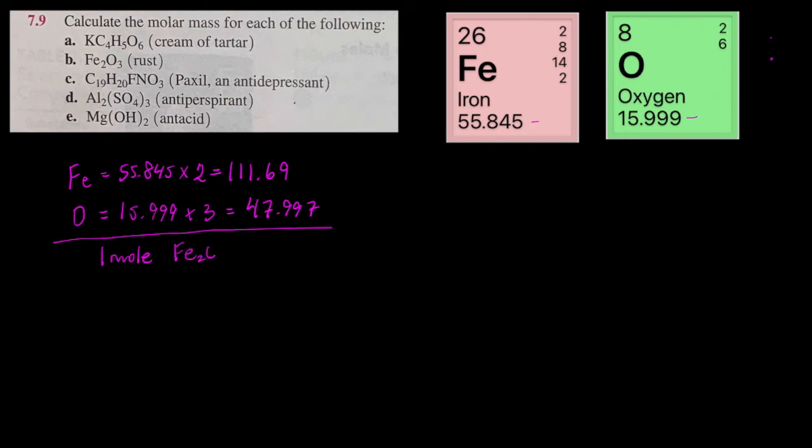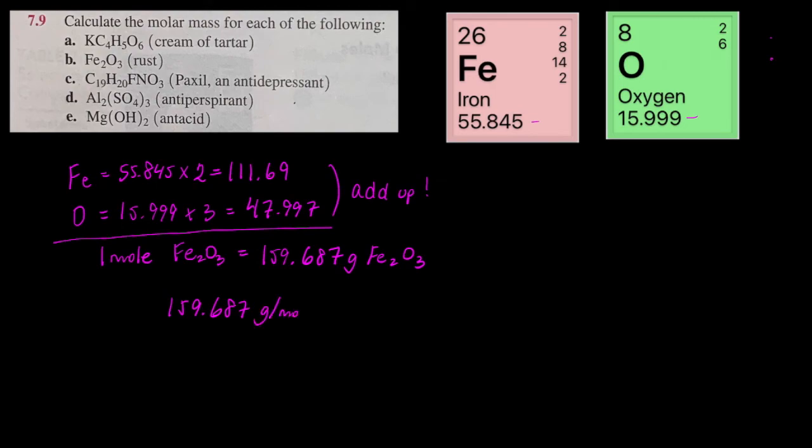So if you add these up, you will find the mass of 1 mole of Fe₂O₃, and that's equal to 159.687 grams of Fe₂O₃. Now, if you were to Google this, you might find a different number because of differences in periodic tables and the number of digits. But you might find something like this, grams per mole. Okay, so that's just a different way of expressing an equivalency as a fraction. So that is the molar mass of rust.